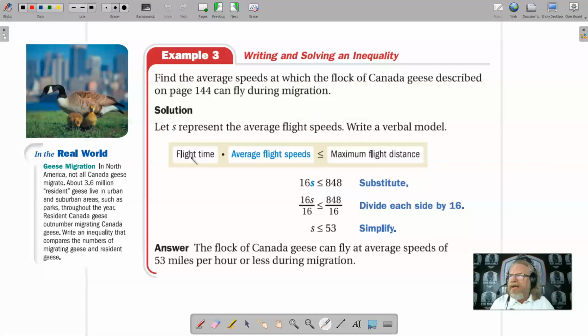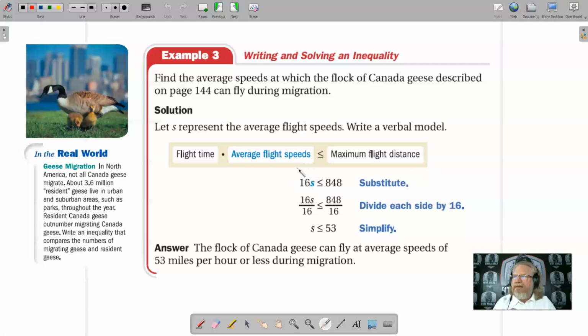Well, our flight time times whatever our average flight speed would have to be less than or equal to the maximum flight distance. So we're going to substitute in what we do know. We remember that it said 16 hours. They can fly up to 16 hours. So this is where we're getting the 16. That is the flight time, 16.